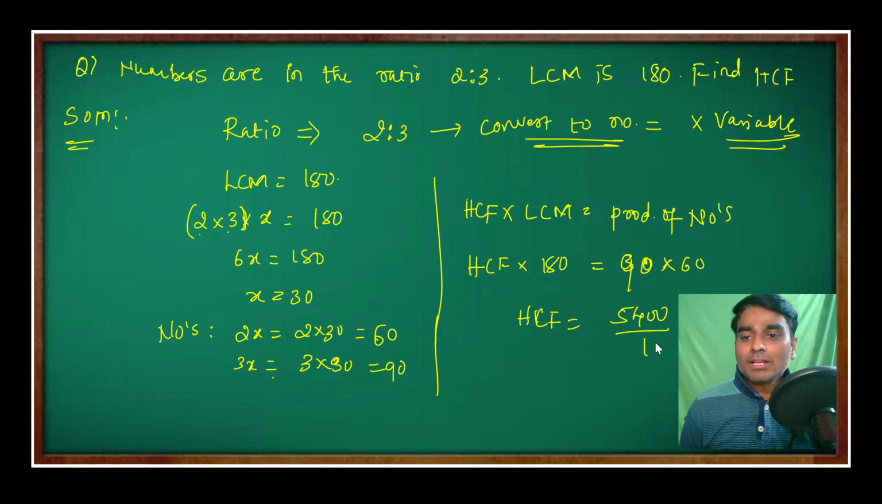5400 divided by 180. Now I will do 18 ones are 18, threes are... These last two zeros will go. So I will remain with 30. HCF is 30 here. So simple.